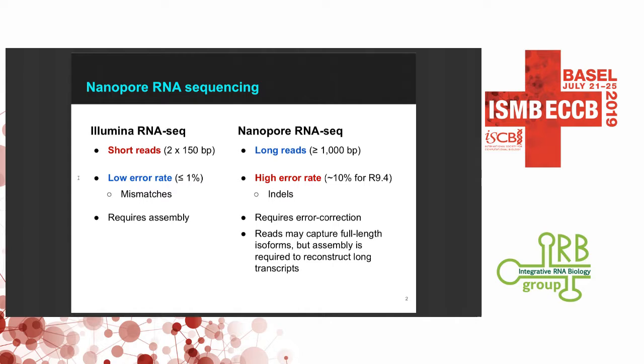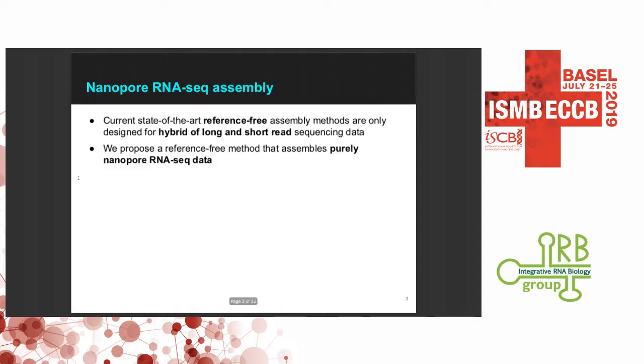Nanopore RNA sequencing data are known for having very long reads, but these reads have a very high error rate, and because of this, the reads are usually corrected for errors before analysis. Although the reads may capture full-length isoforms, the long transcript isoforms would require assembly. The current state-of-the-art reference-free assembly methods are mainly designed for a hybrid of long reads and short reads. So here we present our method that's intended for reference-free assembly of purely Nanopore RNA-seq data.